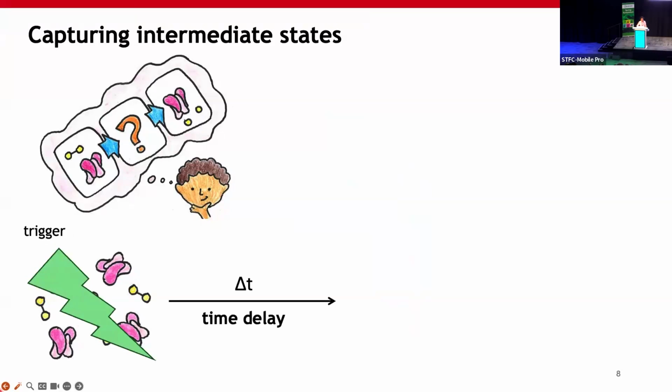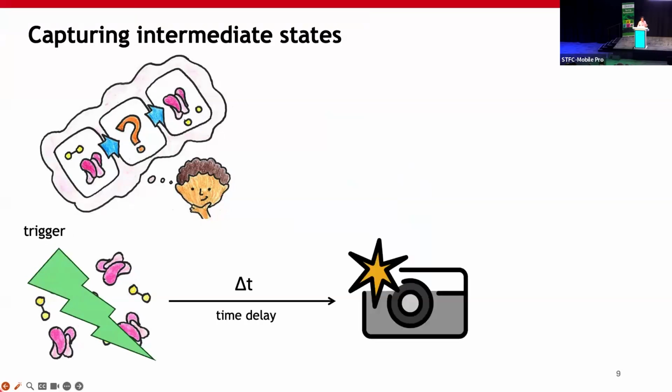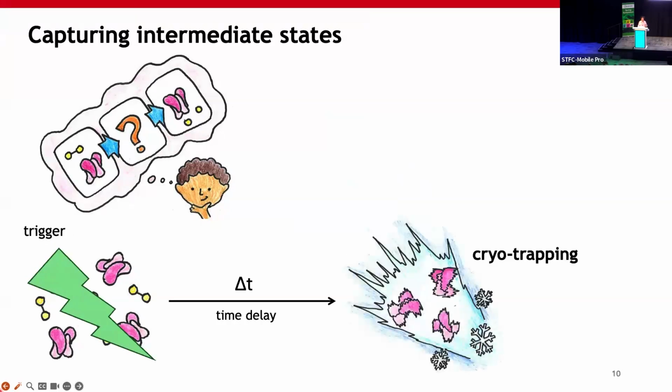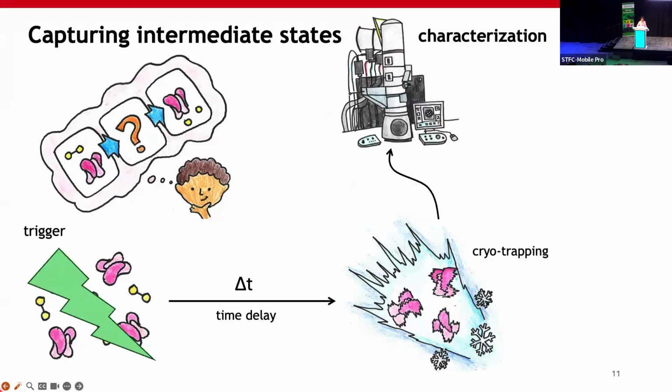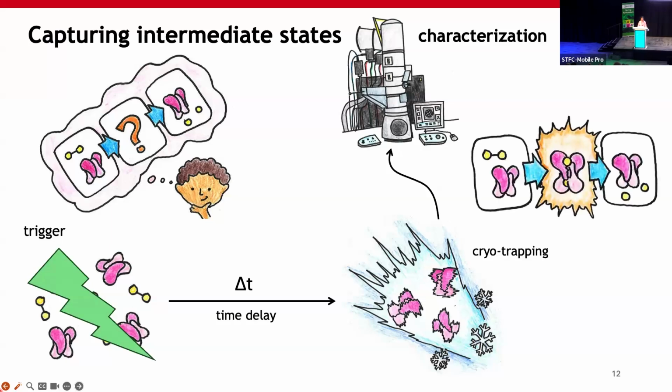And after this time delay, you either capture some kind of information about the system, which is the case, for example, in time-resolved crystallography, or you freeze-trap the system, so you quickly cool it down, which is the case in what we call time-resolved cryo-EM. And then with this cryo-trapped sample, you go and characterize it, in our case, inside a transmission electron microscope, and hopefully get the structure of your reaction intermediate to better understand how your system is working.